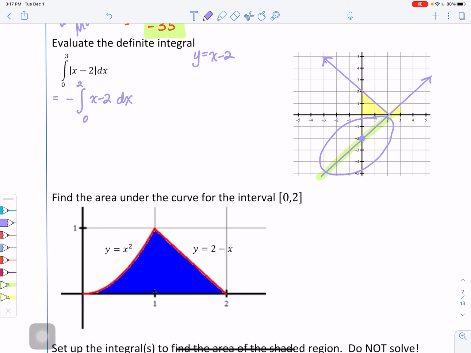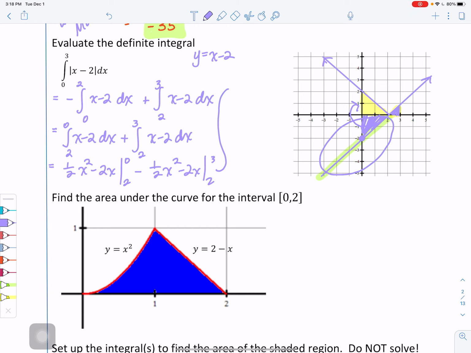Okay? So I have a little bit more work to do. If I plug 0 into this function, I'm going to get 0. But now I have to subtract plugging in a 2. If I plug in a 2 there, it's 1/2 times 2 squared minus 2 times 2. So that's 2 minus 4, that's a negative 2. So this would be a negative 2.